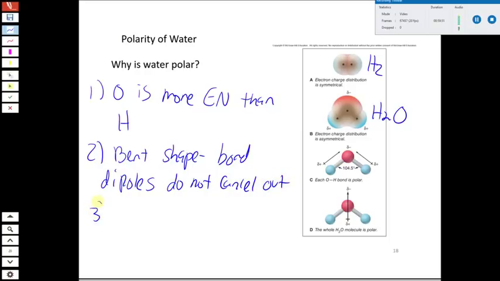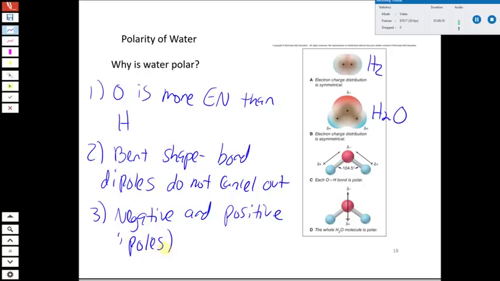And so what that leads to then is water has not fully negative, but partially negative and partially positive poles associated with it, where it has a region of negative electron density and a region of positive charge. And that is what's responsible for its ability to dissolve a lot of compounds.